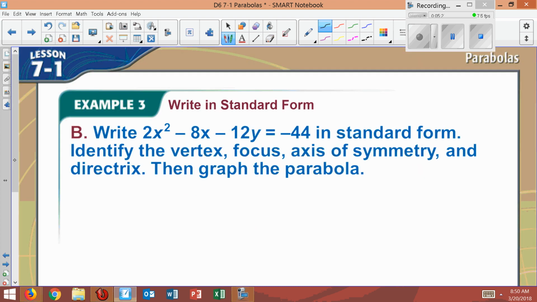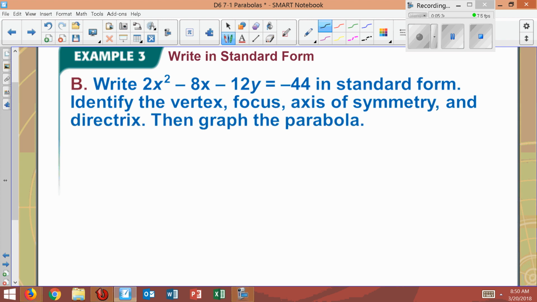Let's try another one. Let's take this one. So again, I look for my squared term. It's x. So that means that x's are going to go on the left, and everything else is going to go to the right. So this will move over this way. I'm going to leave a blank there. And so when I move this over, I'll have positive 12y minus 44, because the negative becomes positive when I move it over.